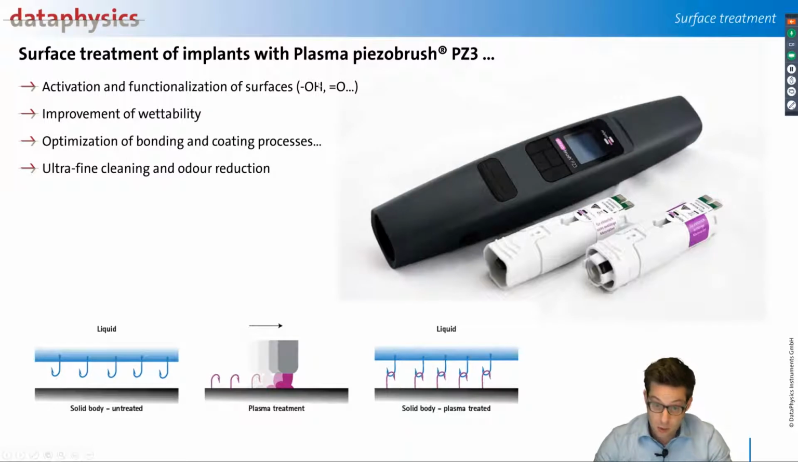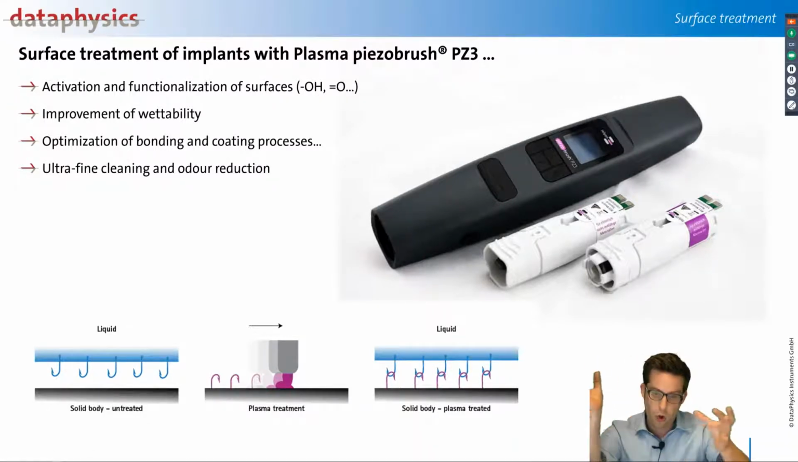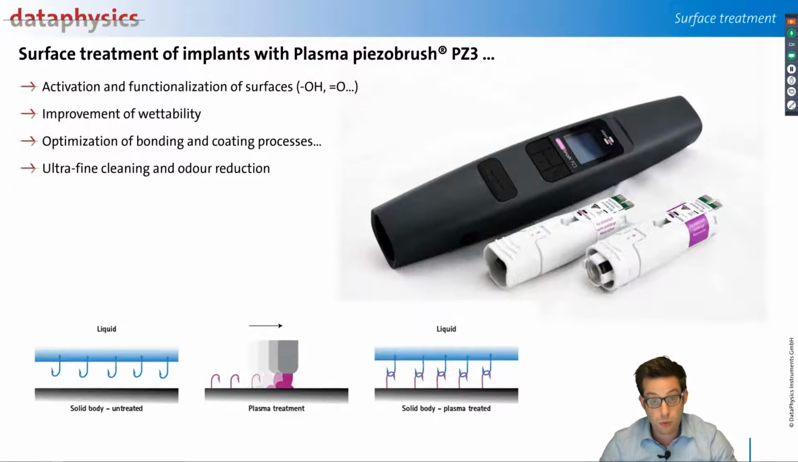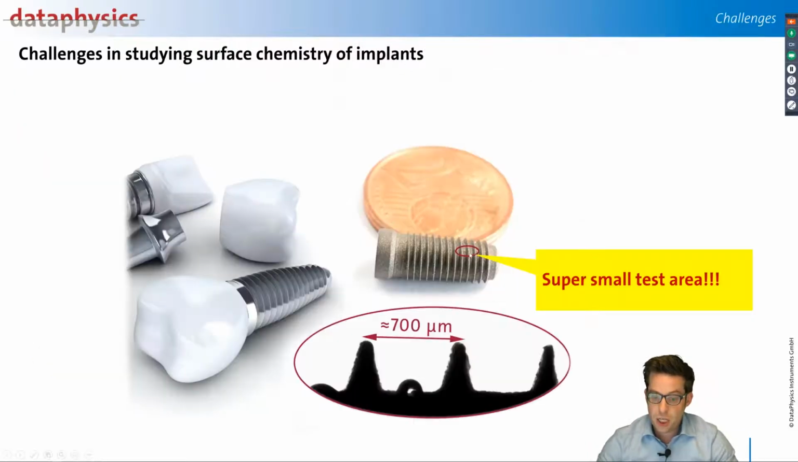But it sounds easy, and if you think about big samples, it's very easy to place a drop of water on it and measure the contact angle. But we want to talk now about the really challenging stuff. Just imagine you have this kind of substrate. So you have here the tooth implant, and you want to measure, okay, did this surface of the tooth implant get treated homogeneously with plasma?